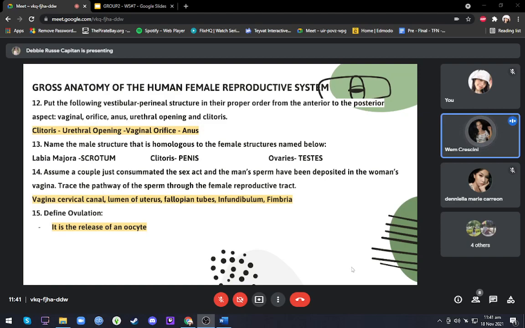And then number 14, assume a couple just consummated the sex act and the man's sperm have been deposited in the woman's vagina. Trace the pathway of the sperm through the female reproductive tract. So we have here the vagina, cervical canal, the lumen of the uterus, the fallopian tubes, the infundibulum, and the fimbriae. And then we have here the last item, define ovulation. It is the release of the oocyte.